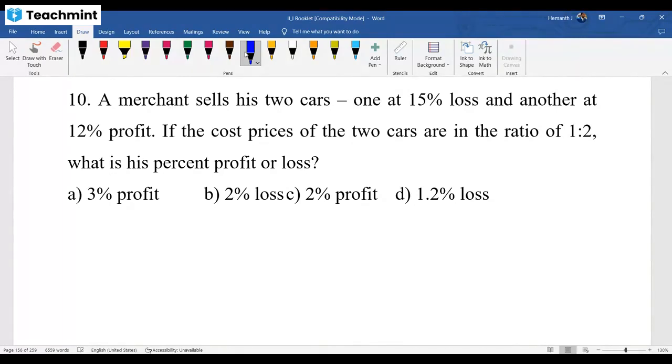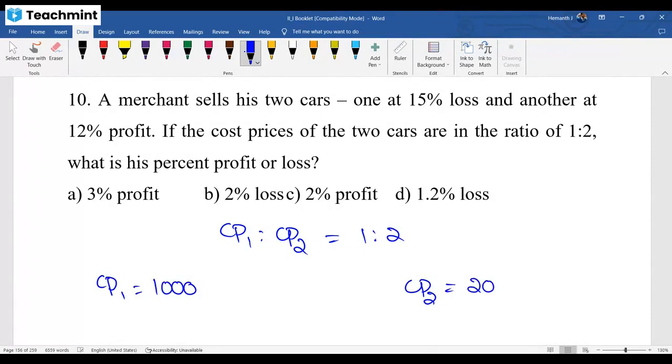Cost prices are in the ratio 1:2. CP1, CP2 are in the ratio 1:2. I'll give 2 methods. First method: satisfying that 1:2, you take CP1 as 1000, CP2 as 2000, or 100, 200, or 10,000, 20,000, your wish. You take some value. Sir, why only value? If you take it in terms of K and 2K, X and 2X, it will take more time to solve. If it is a value, you can understand easily.